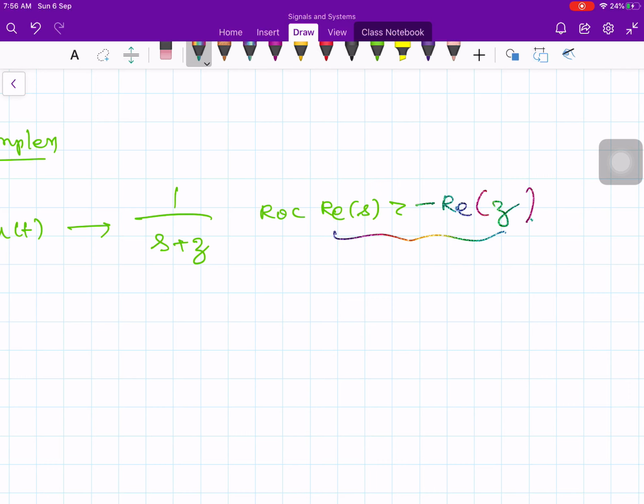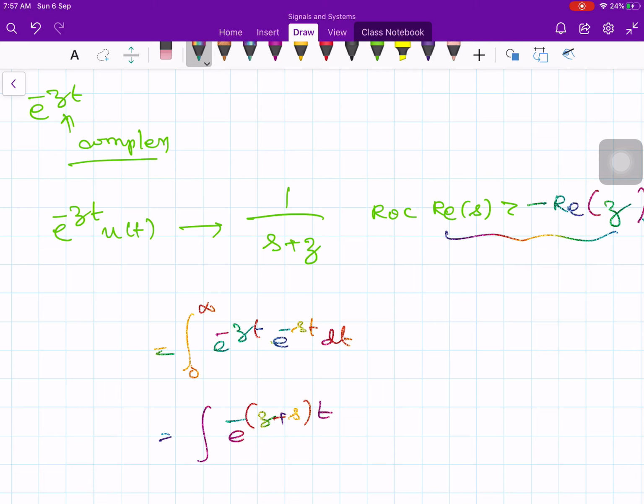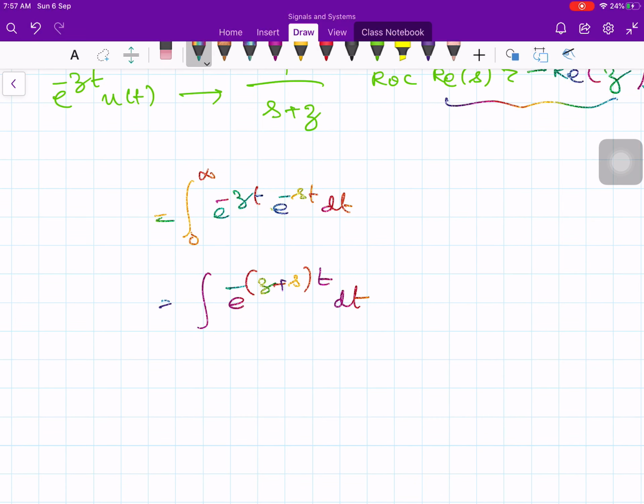You can straight away substitute. See, the integral from 0 to infinity of e to the minus zt times e to the minus st dt is e to the minus of z plus s times t dt. Now from 0 to infinity, this exponent should be positive, otherwise the integration will not converge. That is, z plus s must be greater than 0. Why are we always talking about the real part? Because the imaginary part is not a problem.